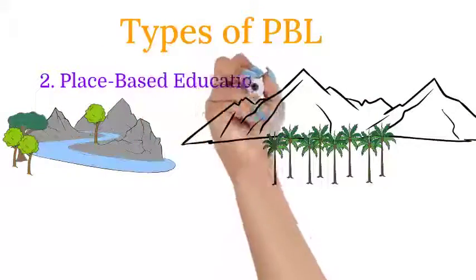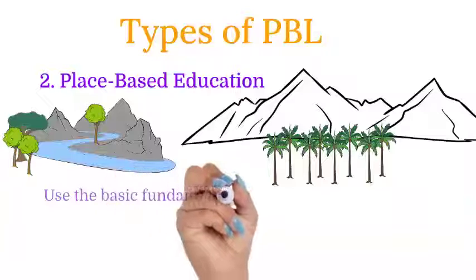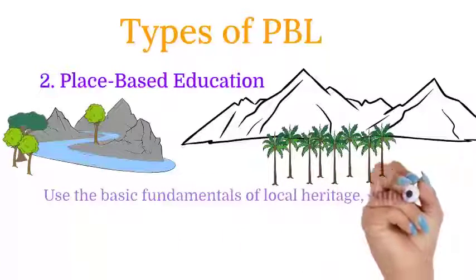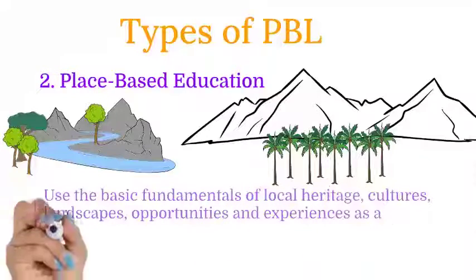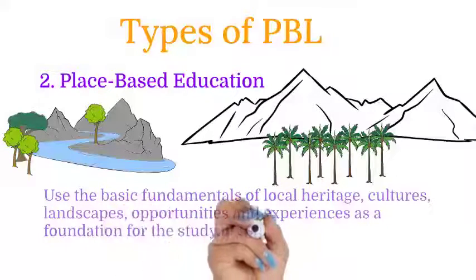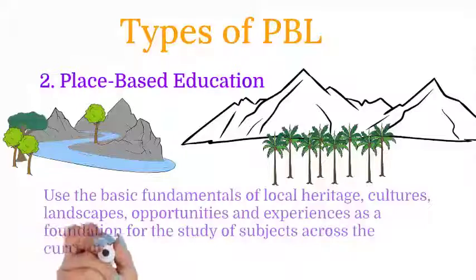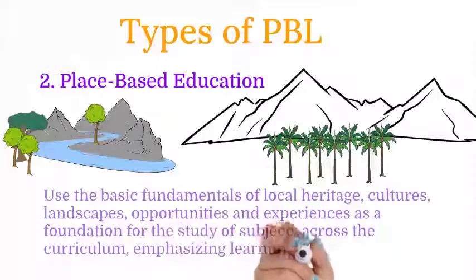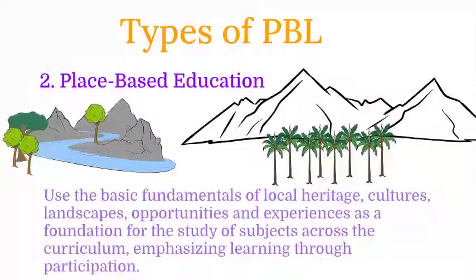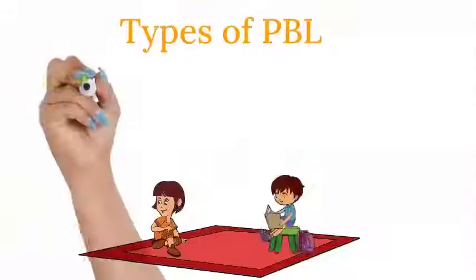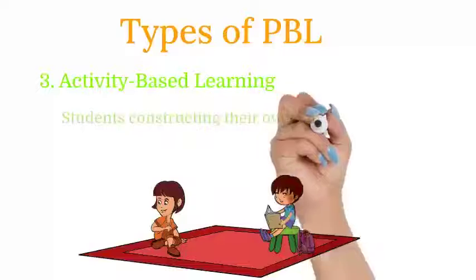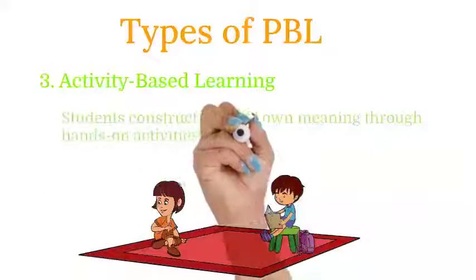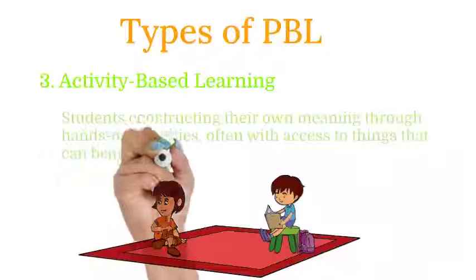Number 2, place-based education. Use the basic fundamentals of local heritage, cultures, landscapes, opportunities, and experiences as a foundation for the study of subjects across the curriculum, emphasizing learning through participation. And finally, number 3, activity-based learning. Students construct their own meaning through hands-on activities, often with access to things that can be manipulated or experimented with.